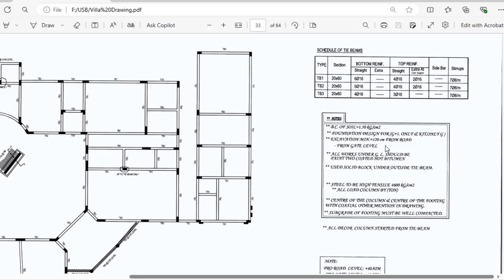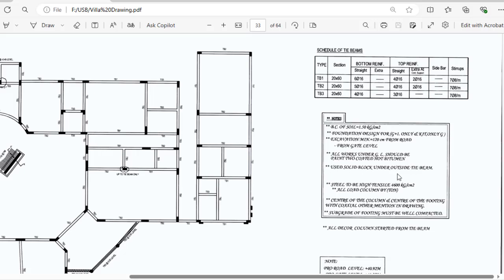All works under the ground level should be coated with hard bitumen. Hard bitumen you will apply for the substructure: your footings, your tie beams, your neck columns. You will coat them 2 times with bitumen. It should be mentioned in the specification of your project which brand you will use.